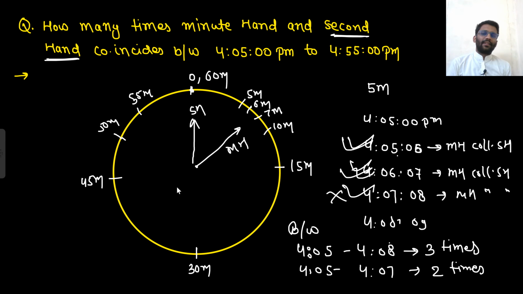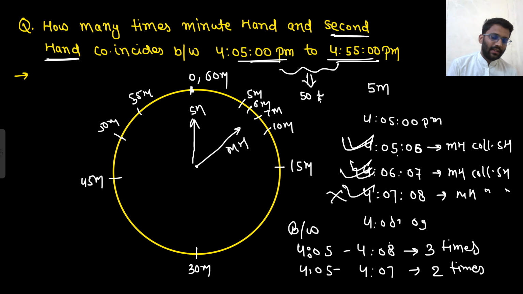So tell me, what will be your answer? Between 4:05 p.m. to 4:55 p.m., how many times would it have collided? 50 times. The answer would have been 50 times. Someone was giving 51 times and someone was giving 49 times, but I am 100% sure the answer is 50 times. Okay, so it would collide only 50 times. Where we would subtract 1, you will get to know in the next question.